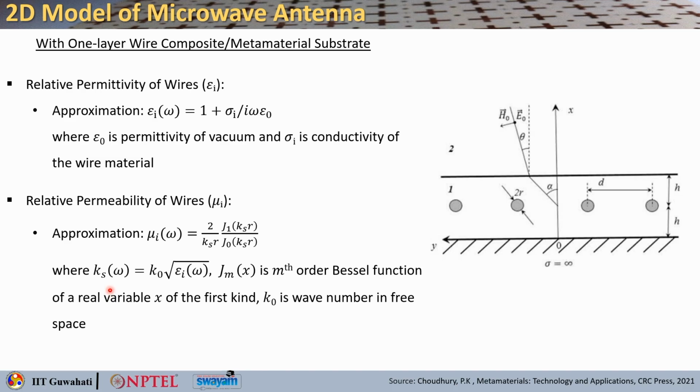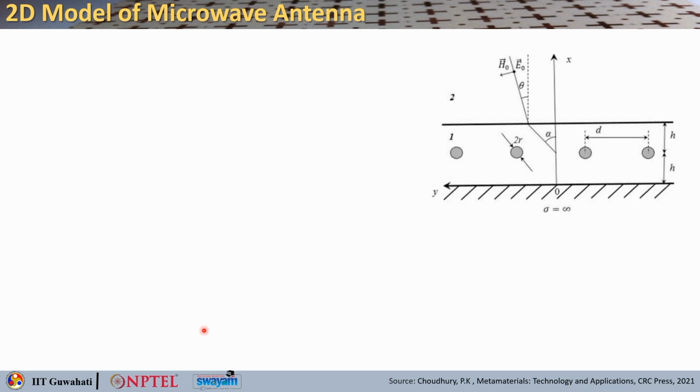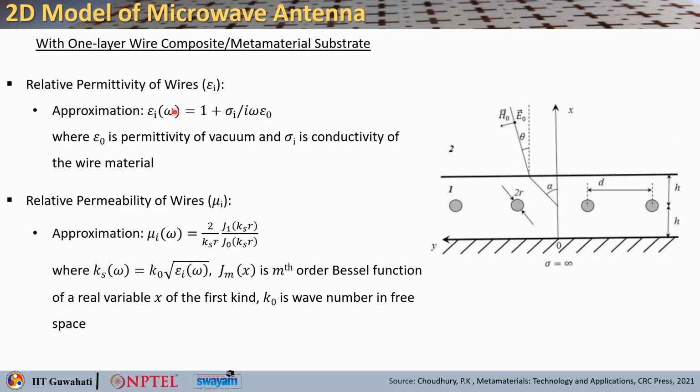Here ks is k0 times the square root of epsilon i of omega. That is the wave vector, or the wave number to be precise, and Jm of x is the mth order Bessel function of a real variable x. So you can see the Bessel function of the first kind, and these are the orders, and k naught here is the wave number in free space. So first you have to estimate your epsilon i of omega, and from that you can estimate mu i of omega.